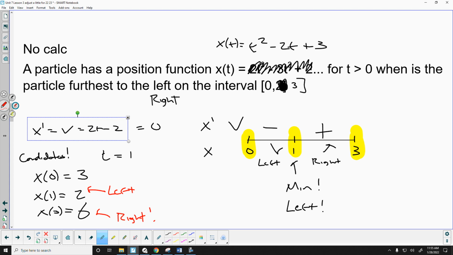Will it have to be the right endpoint? No. Might be the left endpoint sometimes.